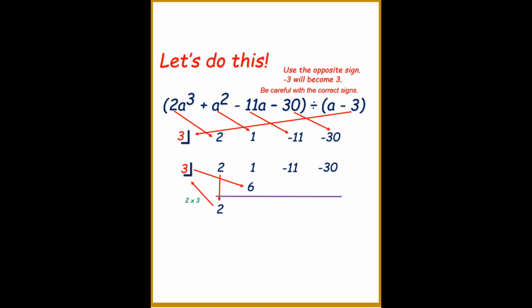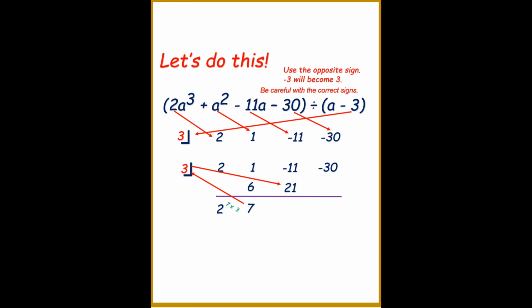And what's the next step? Add them, 1 plus 6. The answer is 7, just like that. Then what are we going to do? Yes, you are right. Just do the same process, the same step. Good job. So that is 7 times 3. And what is the answer?